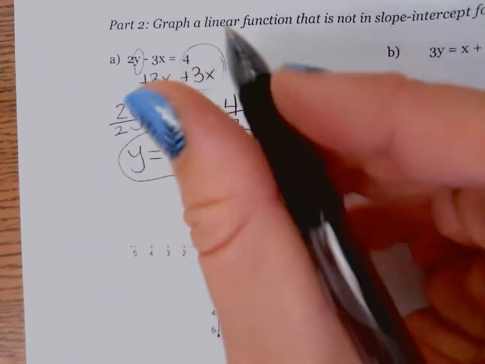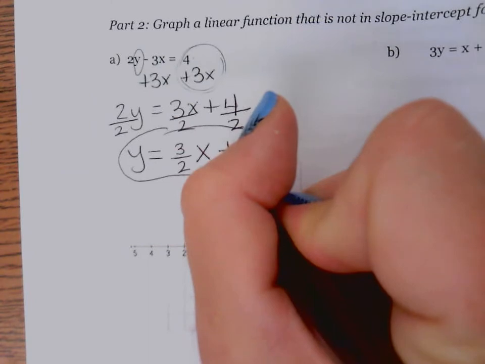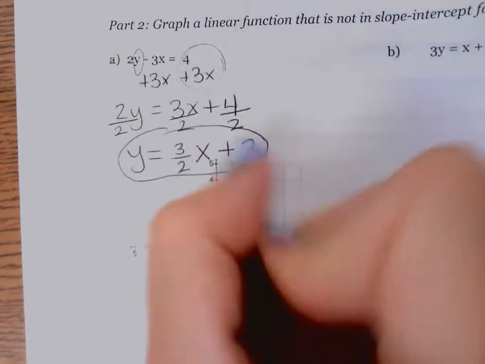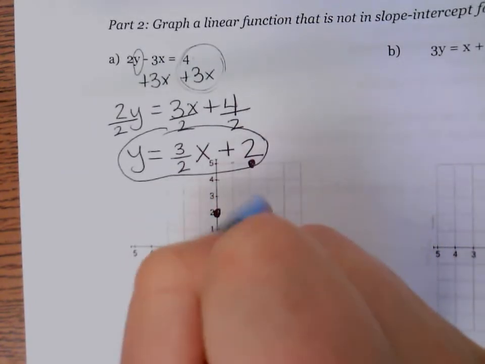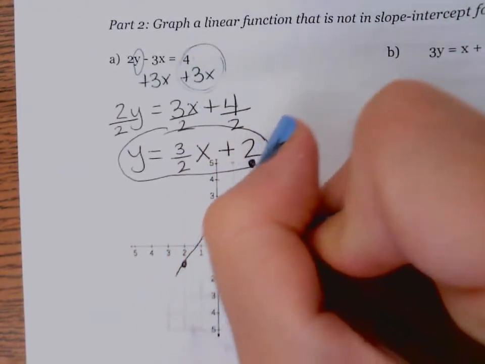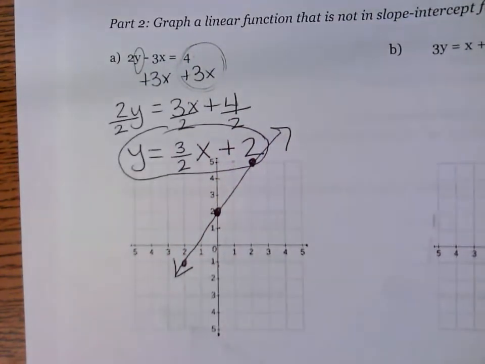So I'm going to rise 1, 2, 3, and run 2. Down 1, 2, 3, and run 2. So 3/2 x plus 2 would look like that.